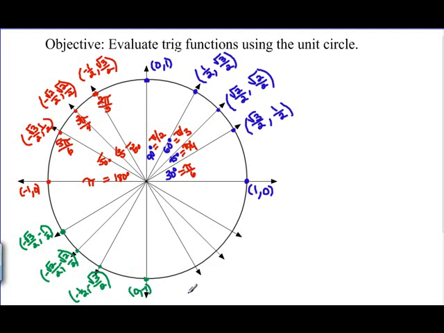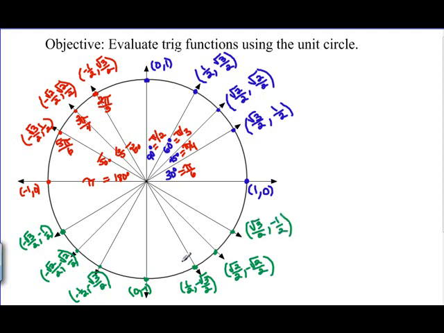And let's go ahead and fill in for the other part to reflect again across the x-axis. That's going to be 1/2, negative square root of 3 over 2, square root of 2 over 2, negative square root of 2 over 2, and this last one here would be square root of 3 over 2, negative 1/2.